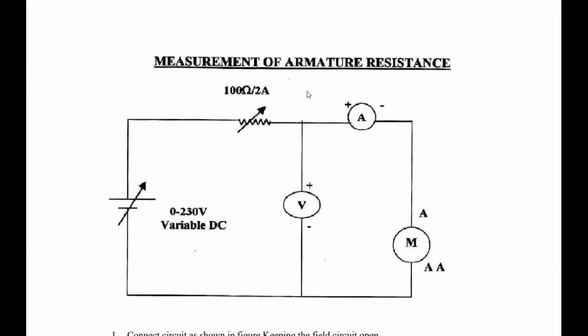So this is the setup to determine the armature resistance. Here we are connecting a motor, ammeter and voltmeter. With the help of these meters, we will determine the current as well as the voltage. Here we are giving a variable DC supply, 0 to 230 volts in nature, and we are using a rheostat of 100 ohm, 2 ampere.